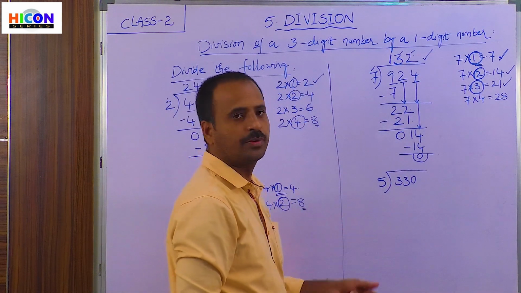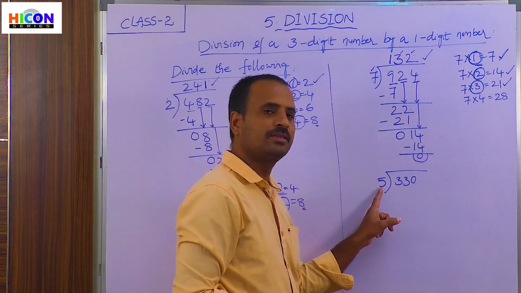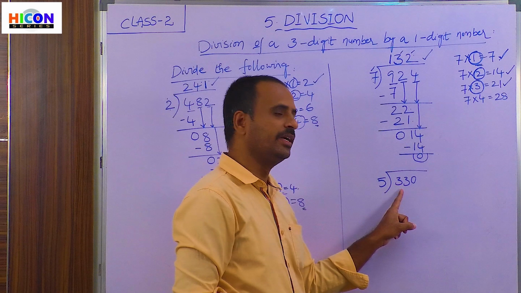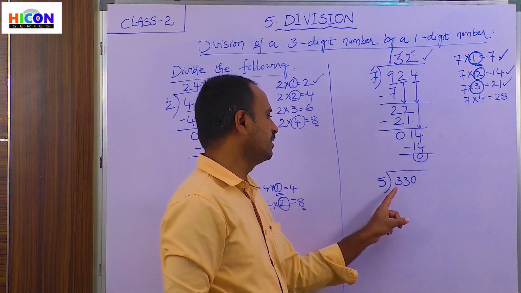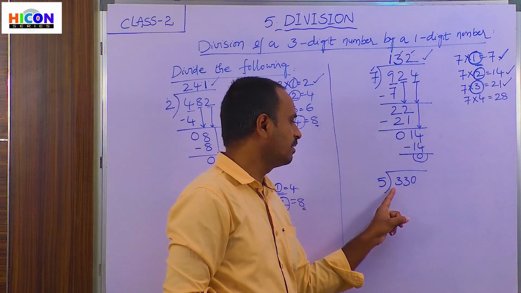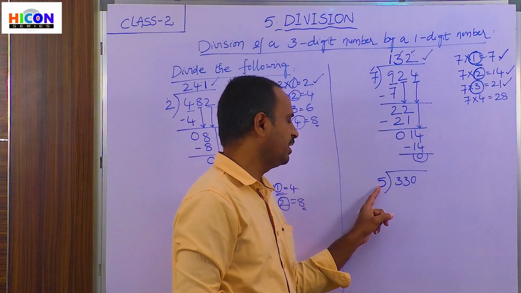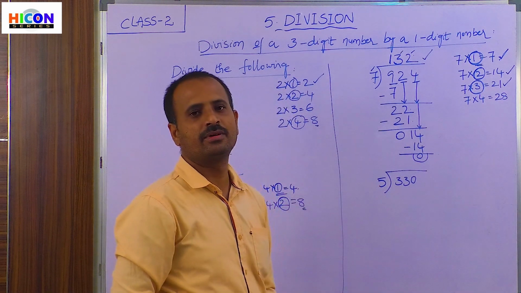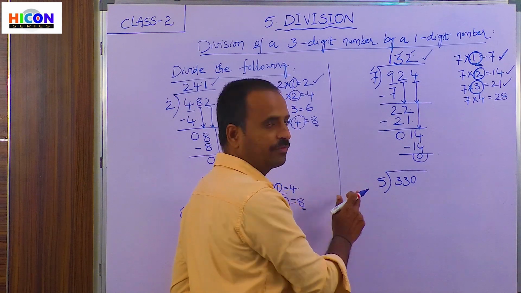So children, look at the next problem. In this division, what is the divisor? The divisor is 5. What is the dividend? 330 is the dividend. In 330, how many digits are there? There are 3 digits. So 330 is a 3-digit number and 5 is a 1-digit number. We have to divide this 3-digit number by the 1-digit number 5.